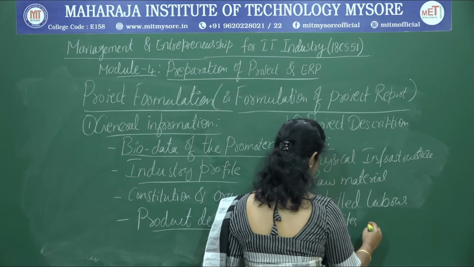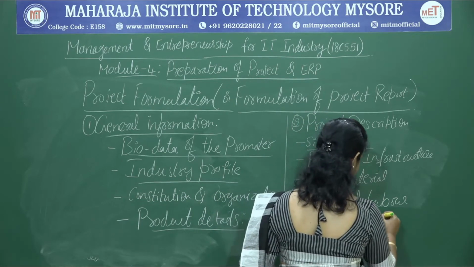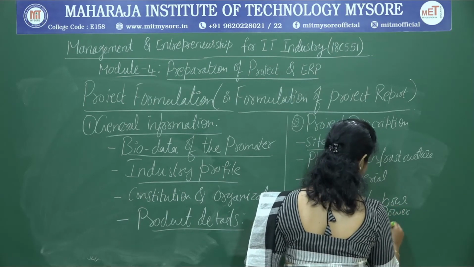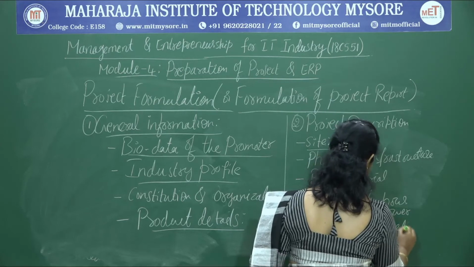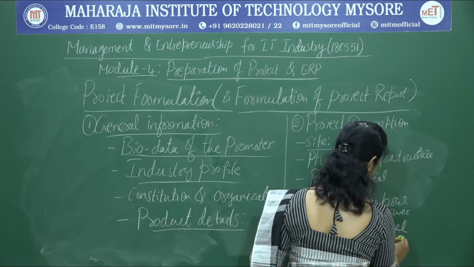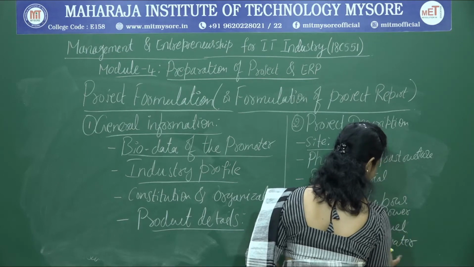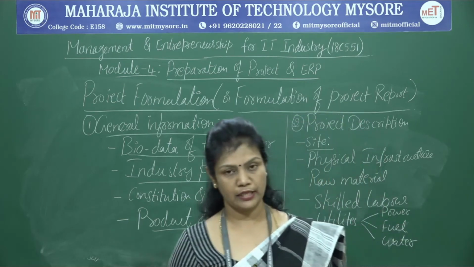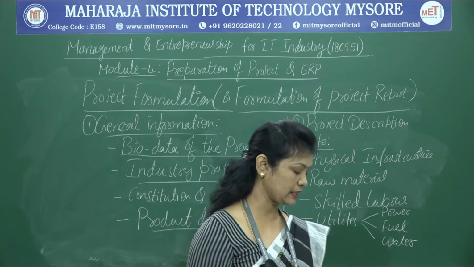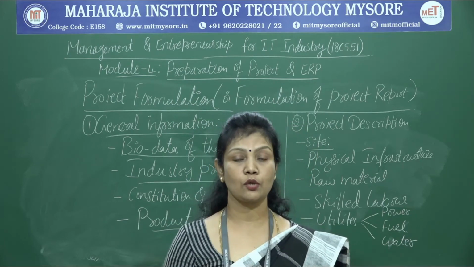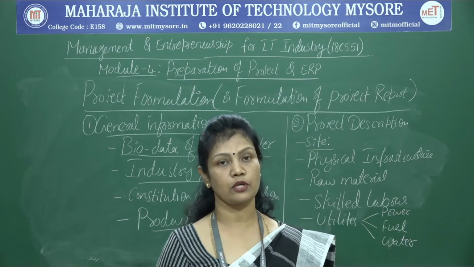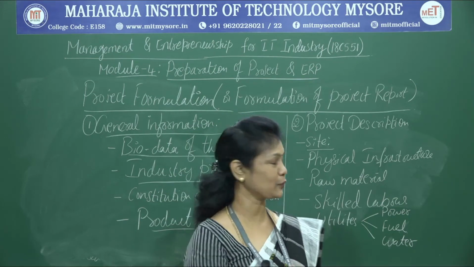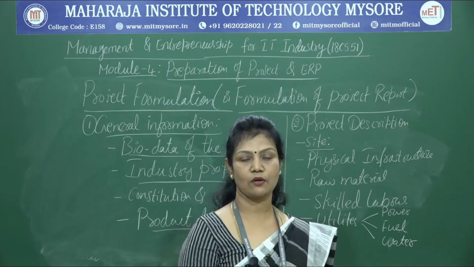next one is utilities. This includes the different types of utilities, which we can divide into power, fuel and water. Here, in the report they have to specify how much power supply they are in need of, how much load has been sanctioned, and also what is the availability of the power supply in the organization, which needs to be specified very clearly under the utilities of power.